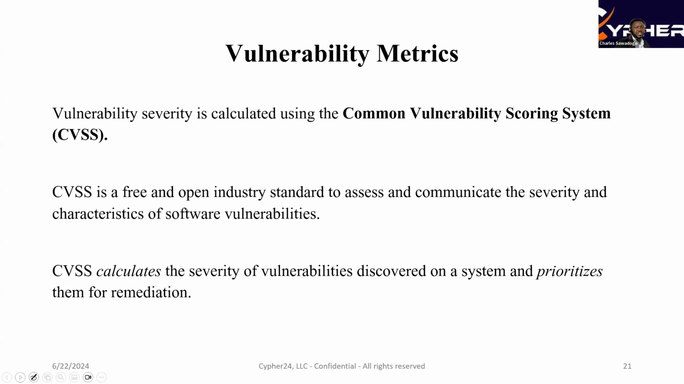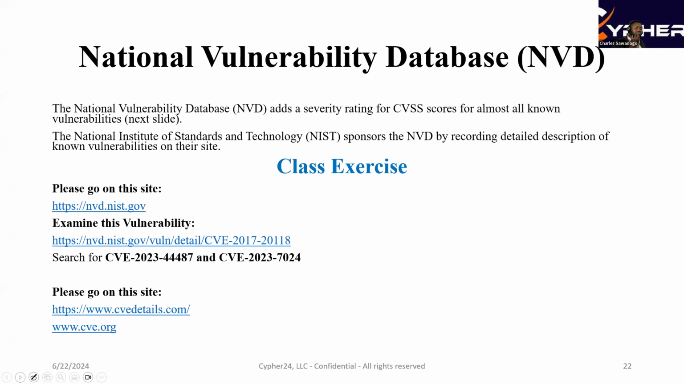CVSS is a free and open industry standard to assess and communicate the severity and characteristics of software vulnerabilities. So CVSS has a website. We're going to see it soon, where for each vulnerability, it is recorded there. They try to record the maximum number of vulnerabilities. I'm not saying it has 100% of the vulnerabilities, but it has at least 95% or more of those discovered, because it calculates the severity of the vulnerabilities discovered on the system and prioritizes them for remediation. So we'll see that.